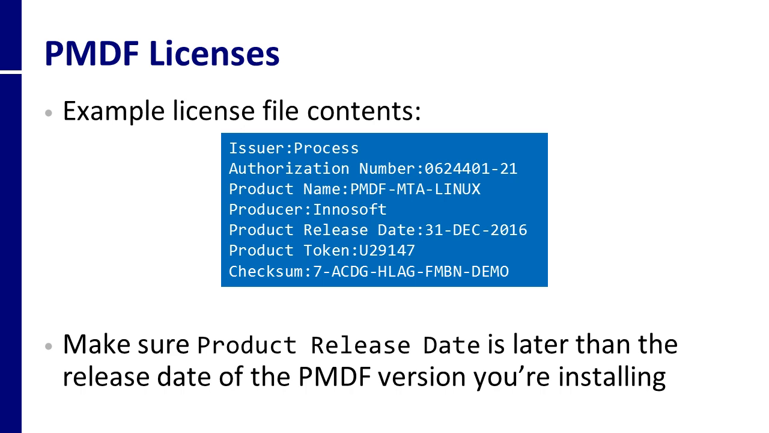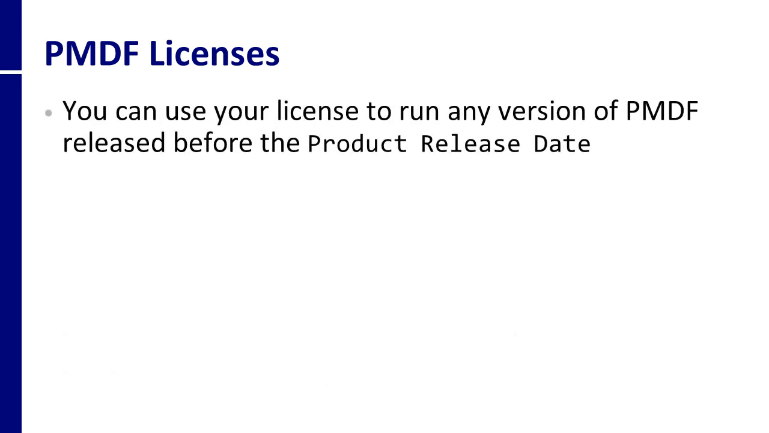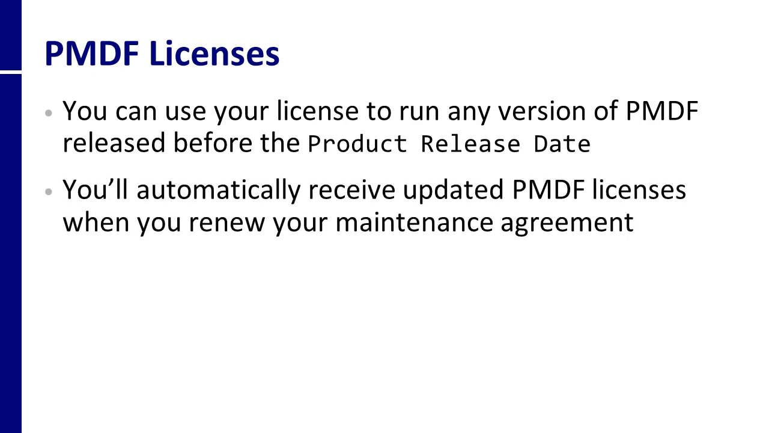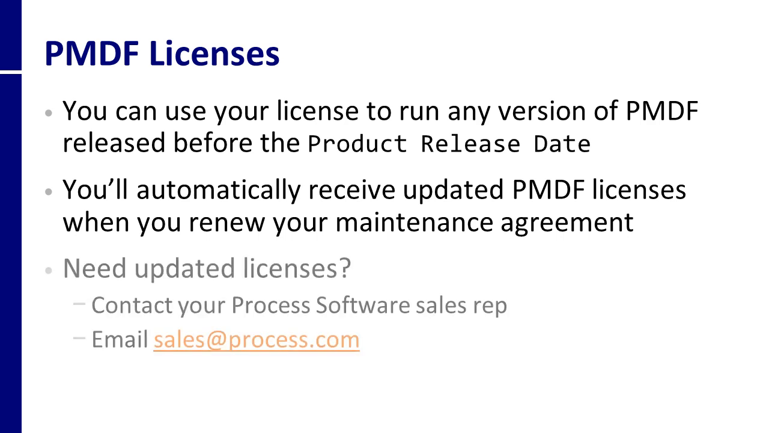The release date for the PMDF version you're installing is printed on the label of the CD-ROM, as well as on the first page of all the documentation and the release notes. In essence, your PMDF licenses let you run any version of PMDF released before the license release date. You'll automatically get new PMDF licenses with updated release dates whenever you renew your support contract.